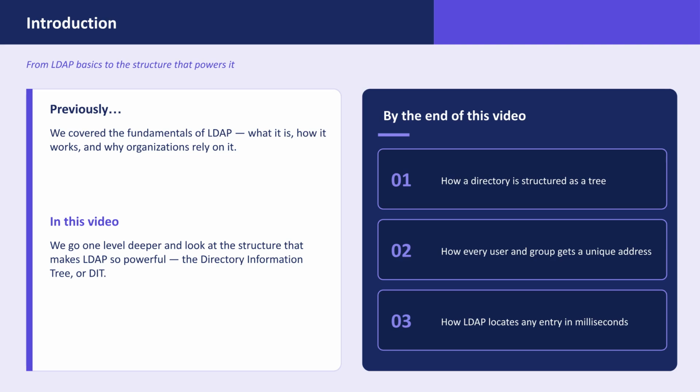In the previous video, we covered the fundamentals of LDAP, what it is, how it works, and why organizations rely on it. In this video, we go one level deeper. We are going to look at the structure that makes LDAP so powerful, the Directory Information Tree, or DIT. Let's get into it. By the end of this video, you will understand how a directory is structured, how every single user and group gets its own unique address inside that structure, and how the LDAP server uses that address to locate any entry in milliseconds, even across a directory of 50,000 users.